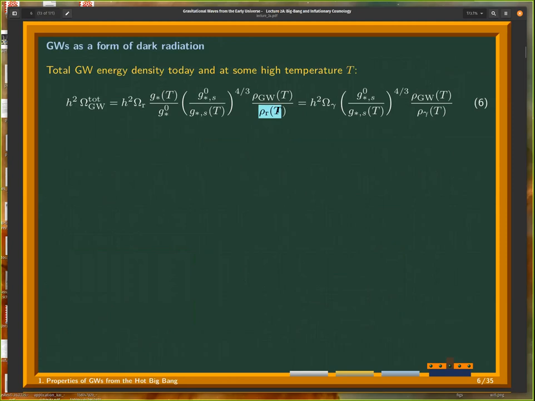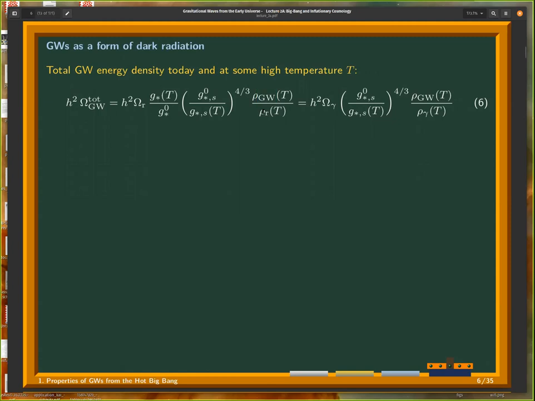So you see one energy density of radiation down here in the denominator. And now I also properly take into account the effective number of degrees of freedom. So this is the expression you find. The other factor of the energy density in radiation is contained in here. So the density parameter for radiation is just rho radiation today divided by the critical energy density today. All right, so this is how we relate the total energy density today in gravitational waves to the energy density at some early time at temperature T.